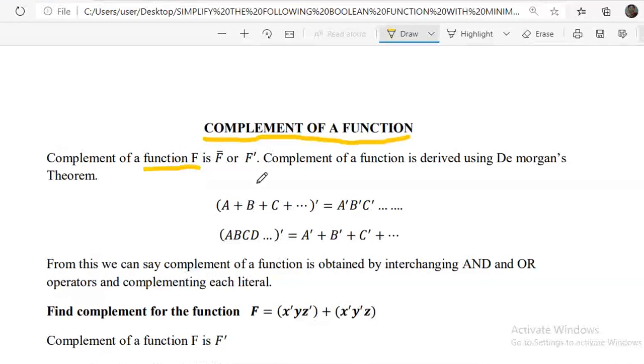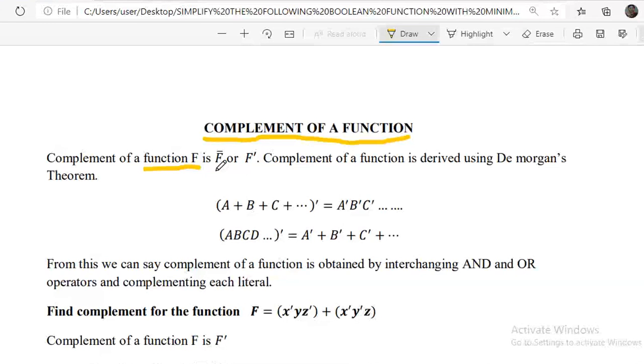How do I say complement? It means I have to take the inverse of it. If I am saying f is 1, then 0 is called the complement. If I am saying f is 0, then 1 is called the complement. So it is just the opposite of the other. The complement of the function is always represented as f dash or f bar.